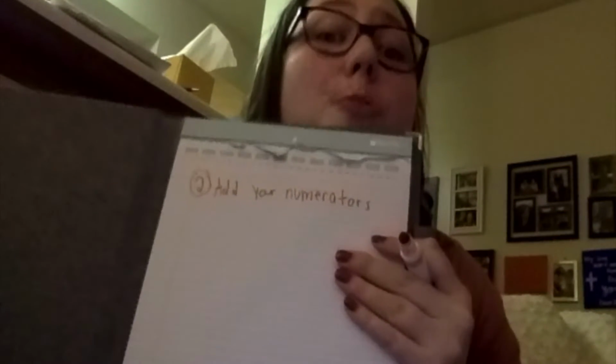Okay. That was awkward. I am awkward. So, we have already done the hardest part of the problem. The hardest part of the problem is finding our common denominators. Second step, add the numerators. Step 2, add your numerators. N-U-M-E-R-A-T-O-R-S. Step 2, add your numerators.